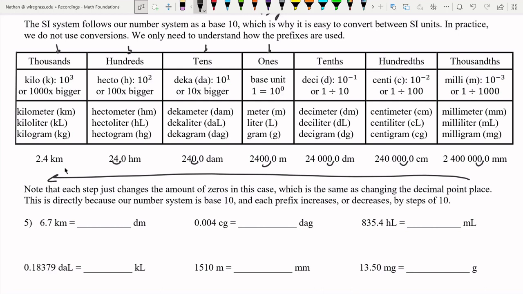So that's how the metric system works between different conversions within the system. All you're doing is moving the decimal point depending on which prefix you're talking about.